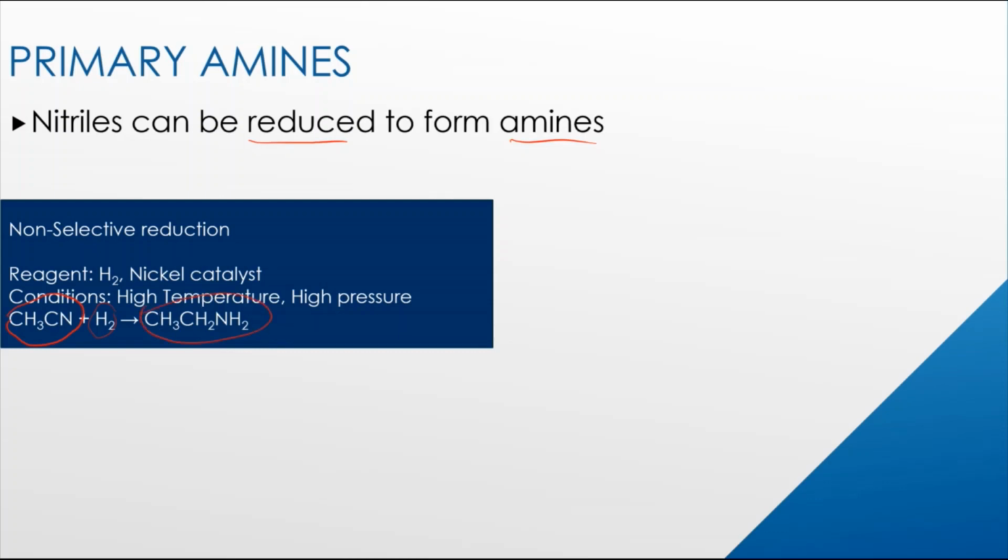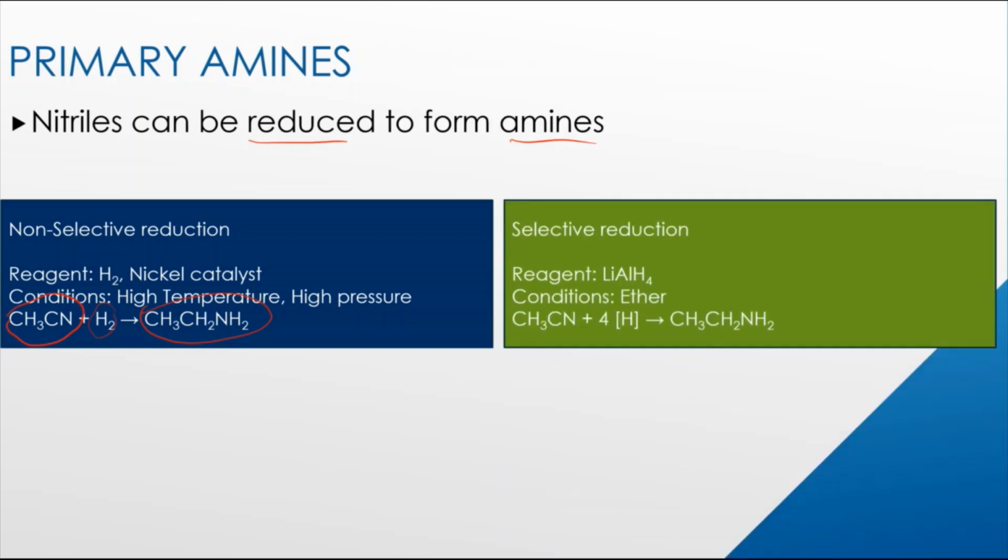Just remember that this is non-selective reduction, so if there was to be a double bond in here, then that would also be reduced. But now looking at the selective reduction, for the reagent we have lithium aluminium hydride. From this we end up getting a hydride ion, and the condition for this is ether. Ether is basically an organic compound. You don't need to know much about this, but that's just the condition for this.